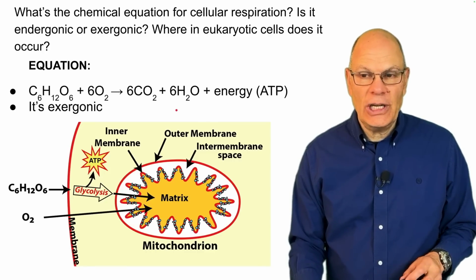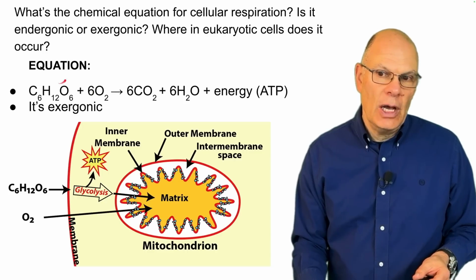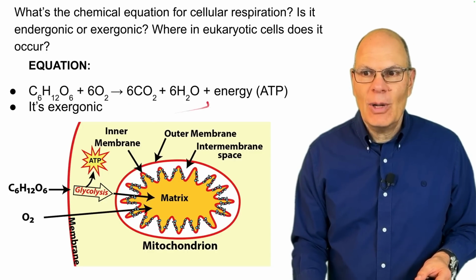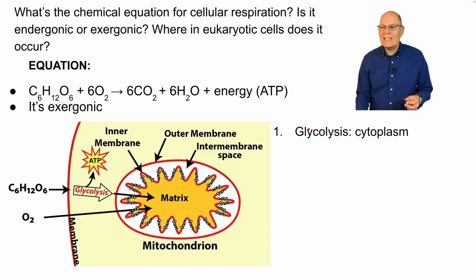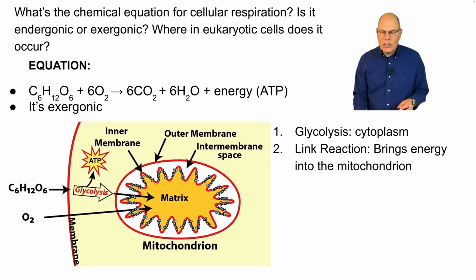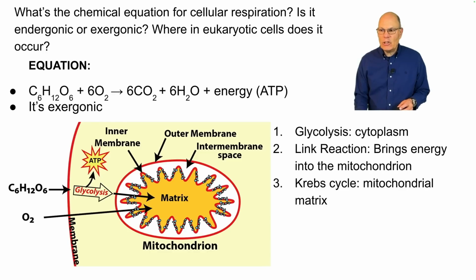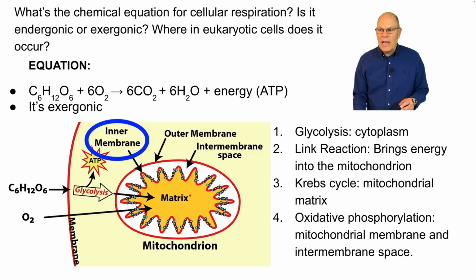It releases energy and it creates disorder. It takes an organized molecule like glucose and creates much less organization over here. And it occurs in various phases. The first phase is glycolysis. That occurs in the cytoplasm. Then the link reaction brings the product of glycolysis into the mitochondrion, and in the matrix we have the Krebs cycle. And then finally, the phase which produces the most ATP is oxidative phosphorylation, and that occurs based on enzymes and proteins along the mitochondrial membrane using the intermembrane space to create a chemiosmotic gradient.